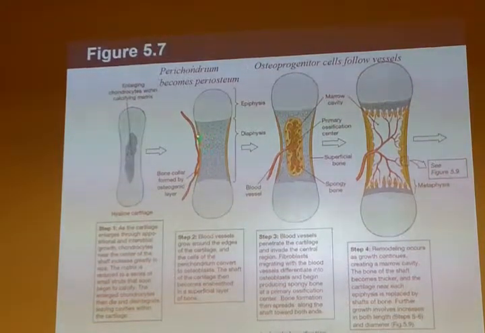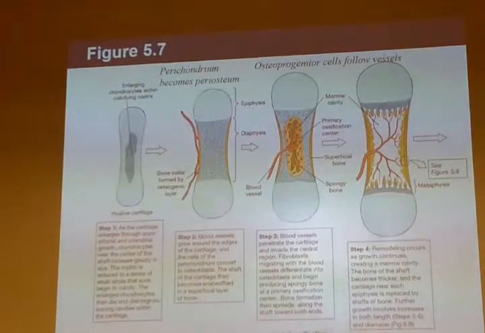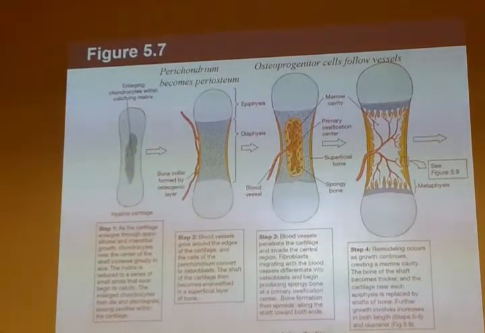The cellular periosteal cells will migrate in through the channel that the blood vessel made and line that channel. They'll be called endosteum then. And then they'll take up residence and start forming bone on the inside. Then that will also be endosteum.